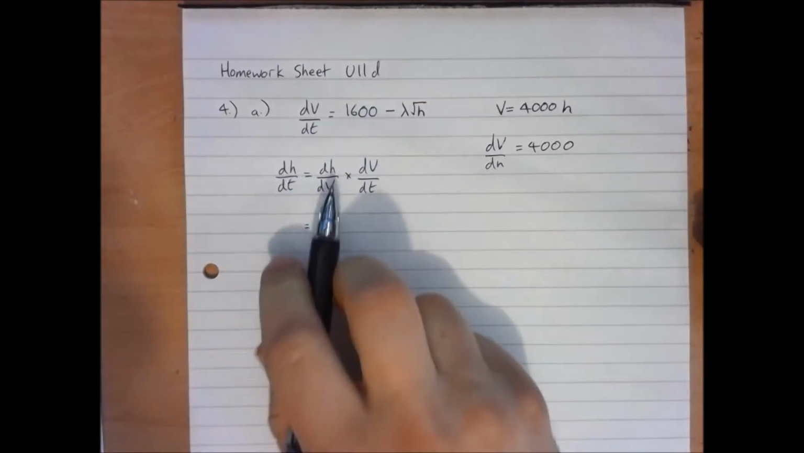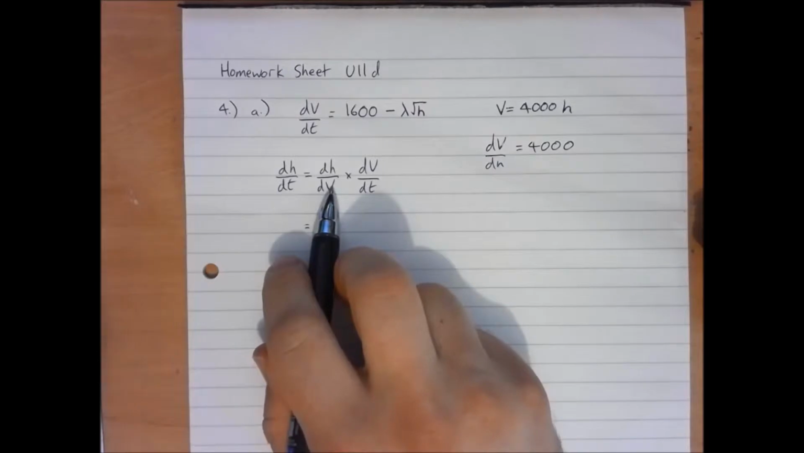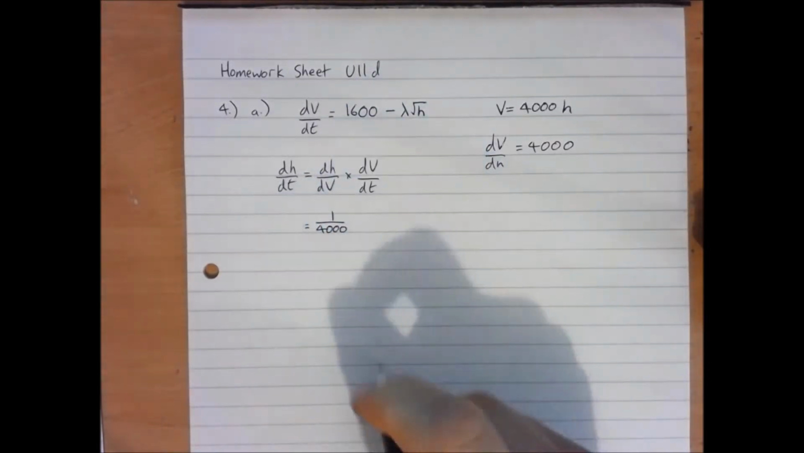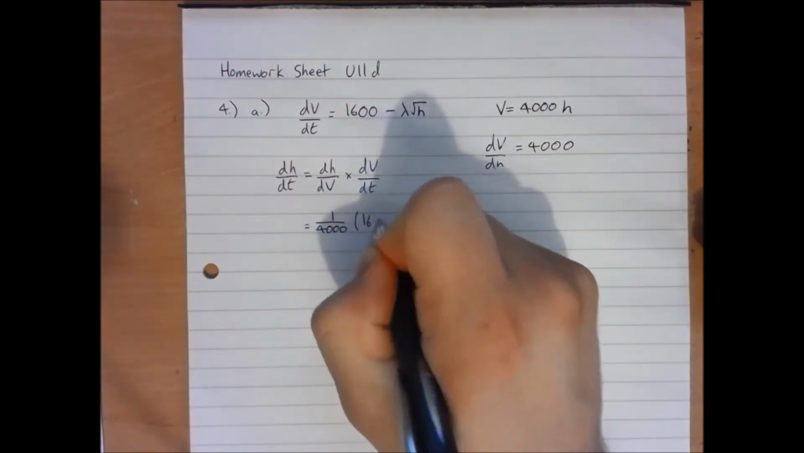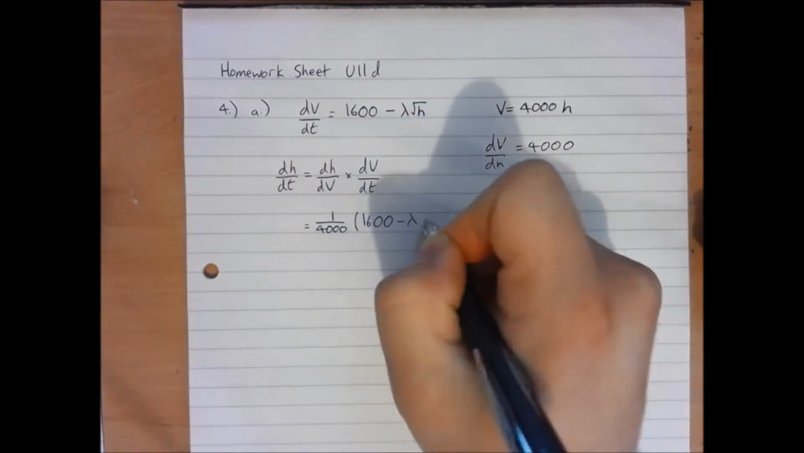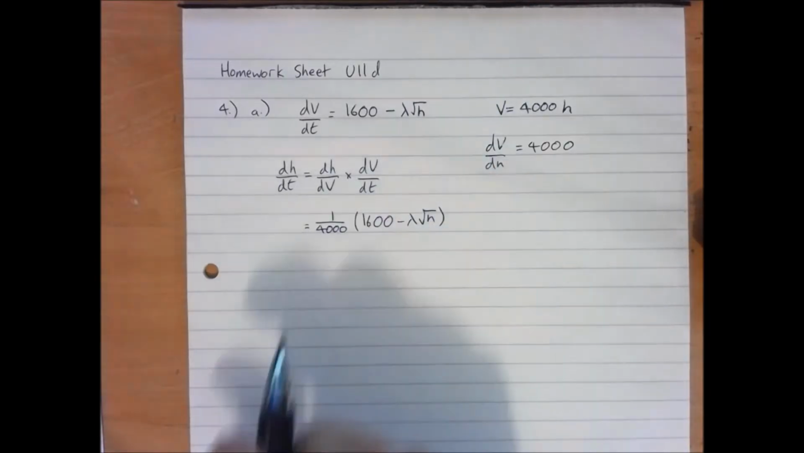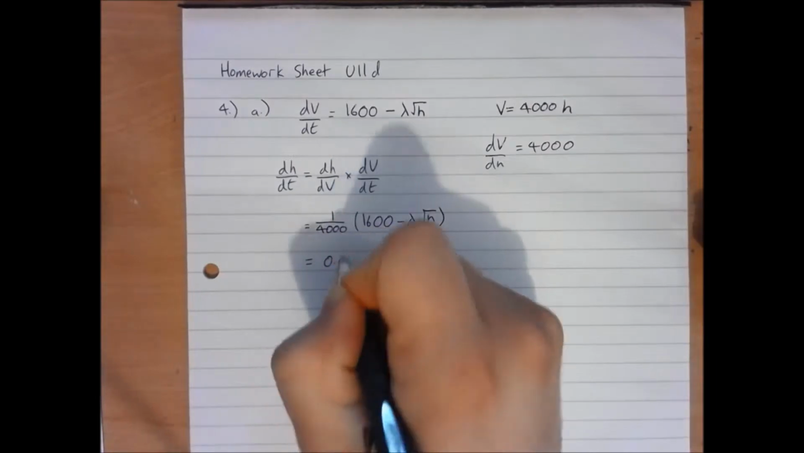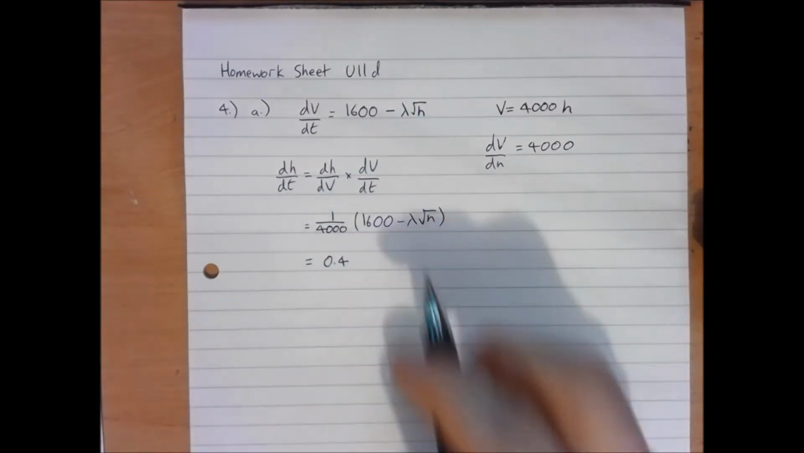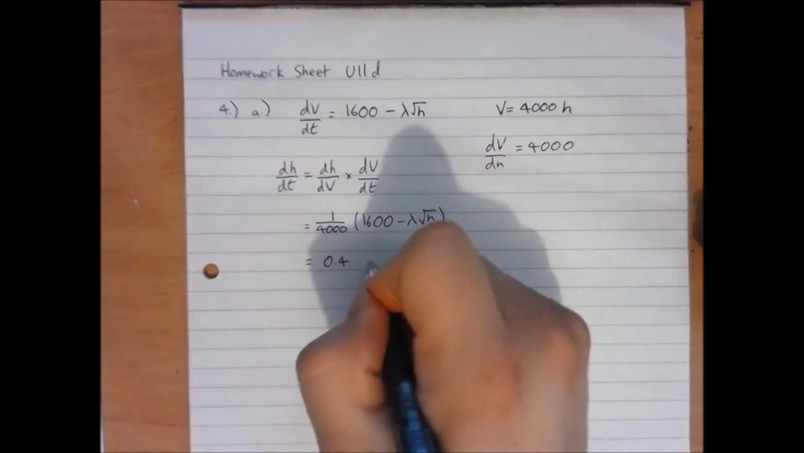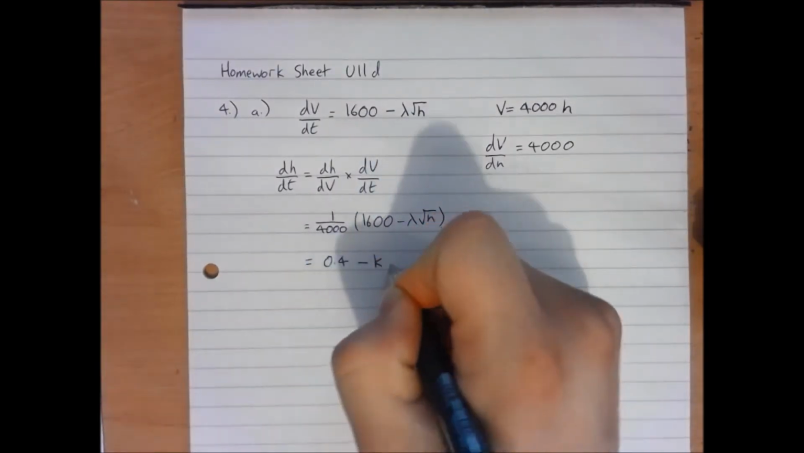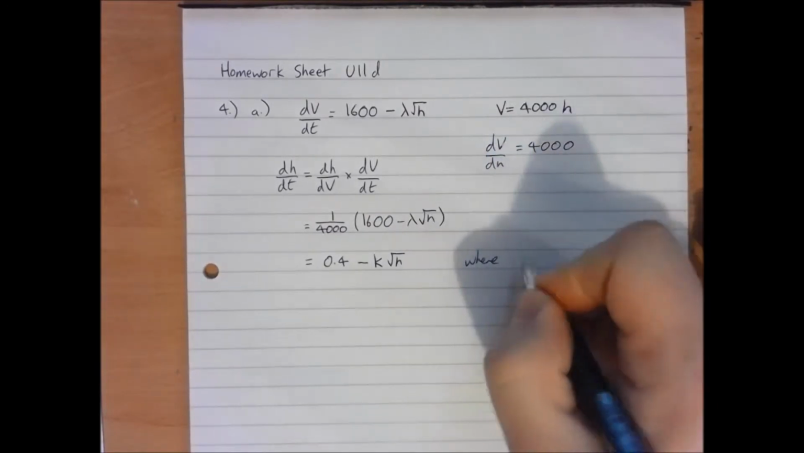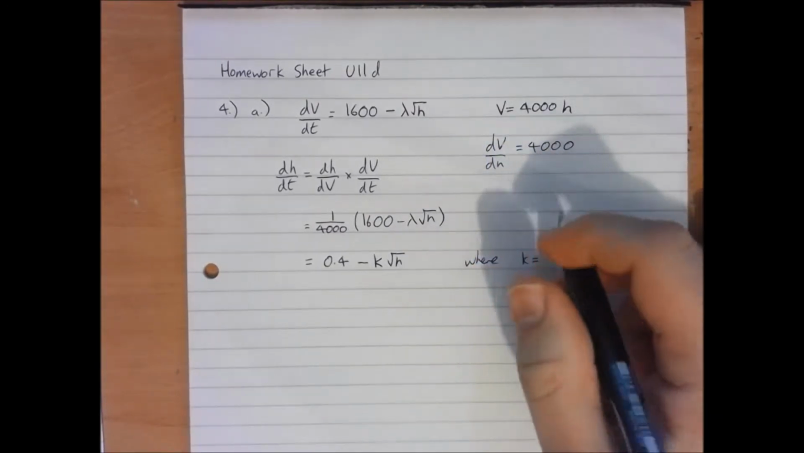dh dV is 1 over dV dh, so that is 1 over 4,000. And our dV dt we found earlier is 1600 minus lambda root h. We can work out what 1600 over 4,000 is, which is 0.4. And if lambda is a constant, when we divide it by 4,000, we're going to get another constant. That constant I'm going to call k times root h, where k is equal to lambda over 4,000.